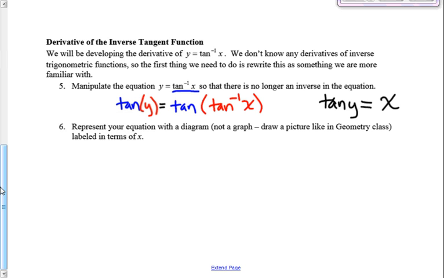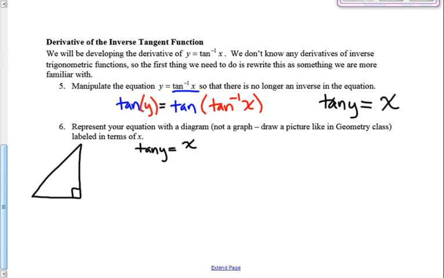So, number 6, I need to represent this equation with a diagram, and we're going to make the diagram look like something from geometry class, i.e. a right triangle, and we are going to label everything in terms of x. So I'm going to start with a right triangle, and I'm going to rewrite what I have, and that's the tangent of y is x.